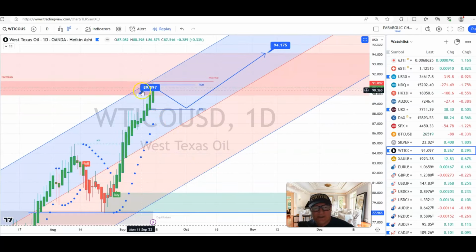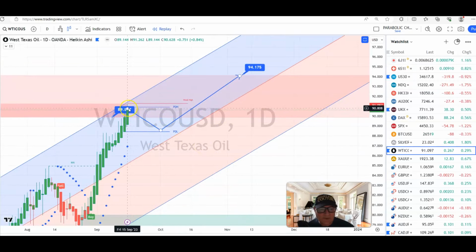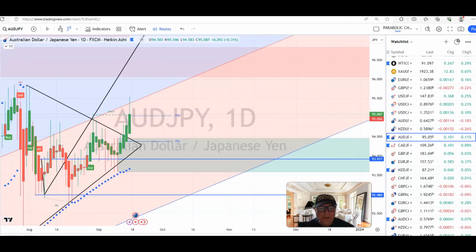89.89 it hit, which is our last week's target. So we do expect a pullback, of course, and then it goes on to $94. Now it's important not to skip forward, because some of these I'm going to go through are really good trades to be had. This is the Aussie yen.